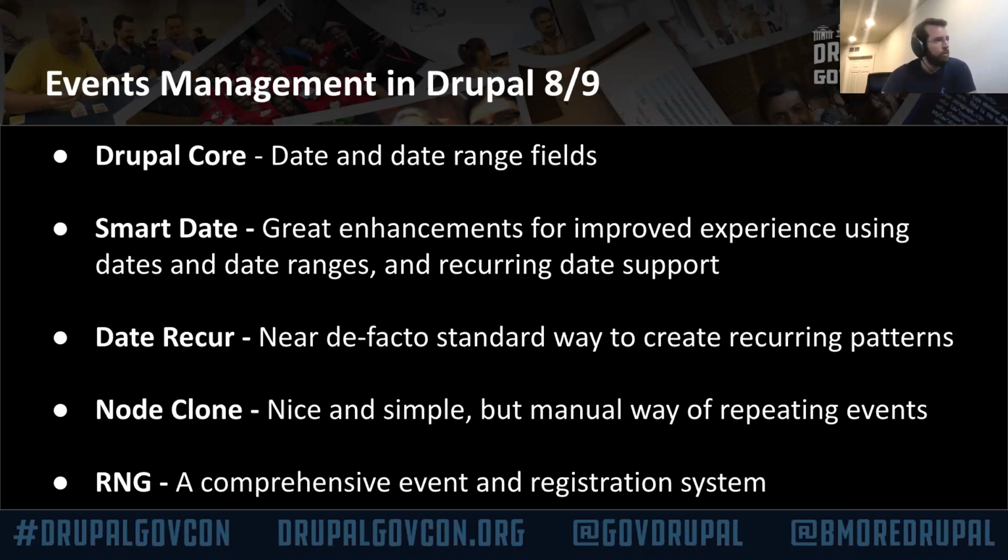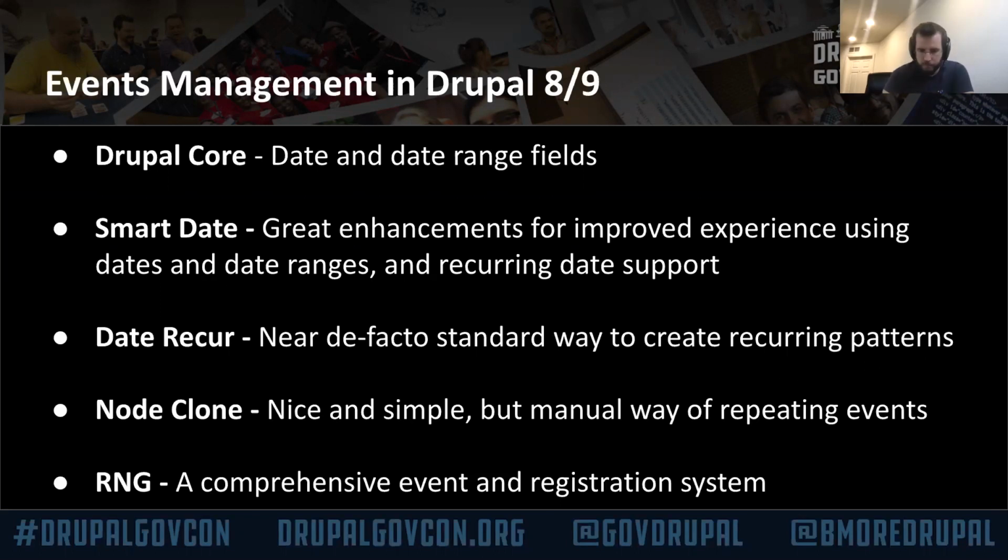There's the Smart Date module, which I've been keeping a close eye on because I think it offers some really great enhancements for an improved experience with dates and date ranges and date formats, and it has recurring date support too. The Date Recur module really became for me the de facto standard of recurring date modules in D7. I'm not actually sure of the status in D8. I'm pretty sure there's a version of it, but it's very flexible and used by a lot of sites. I know that.